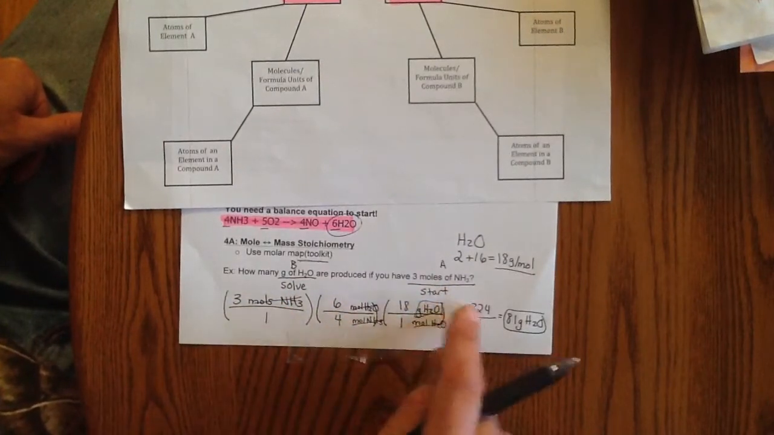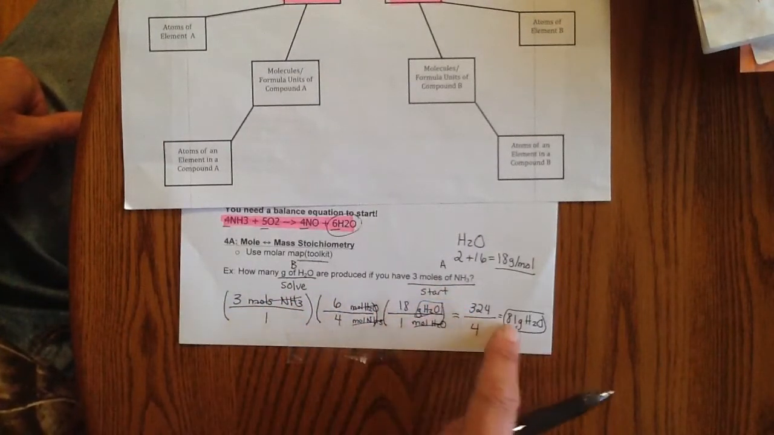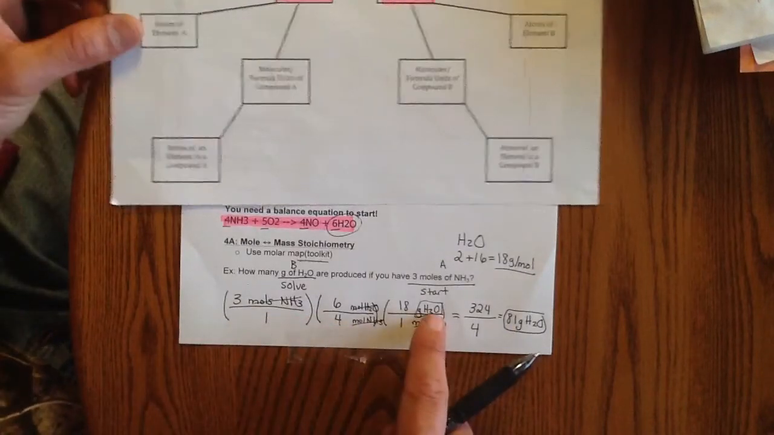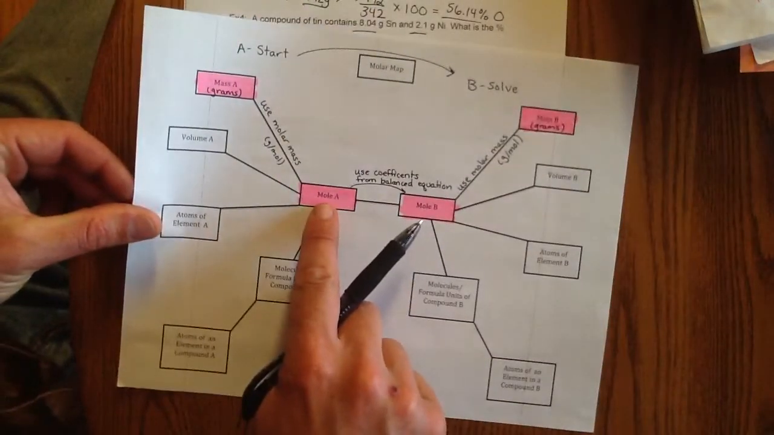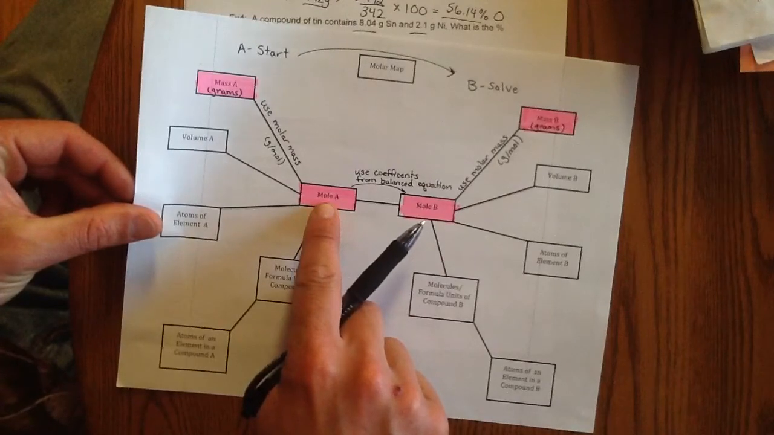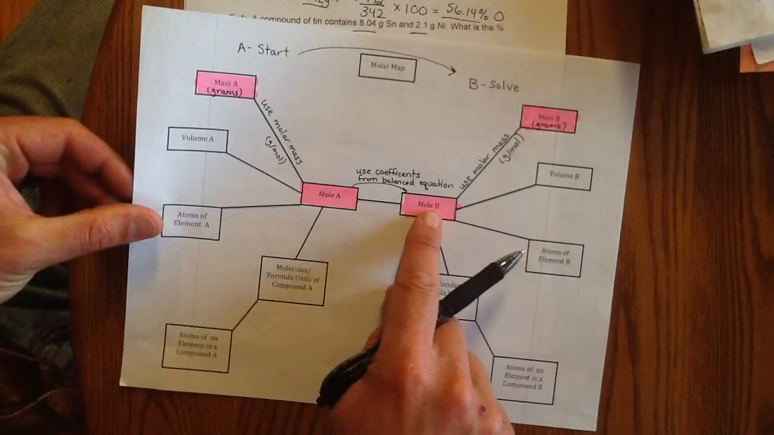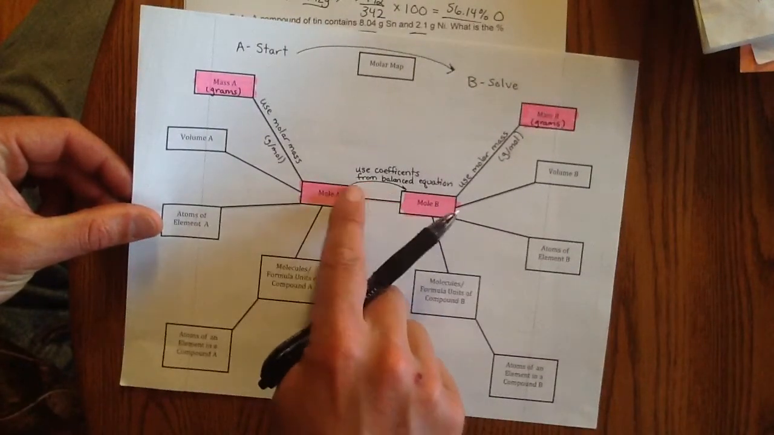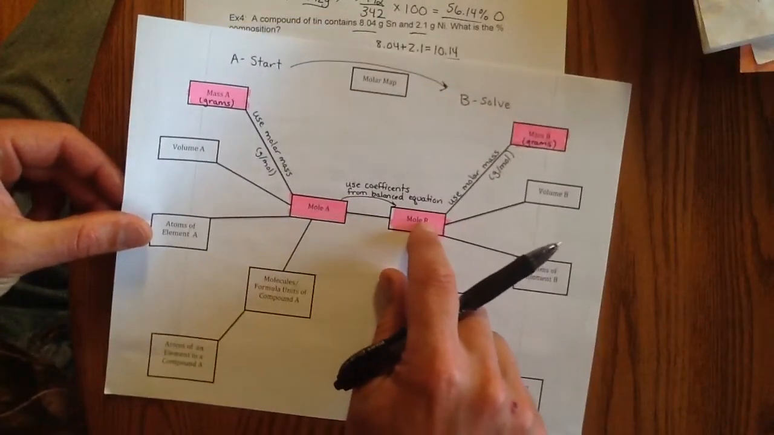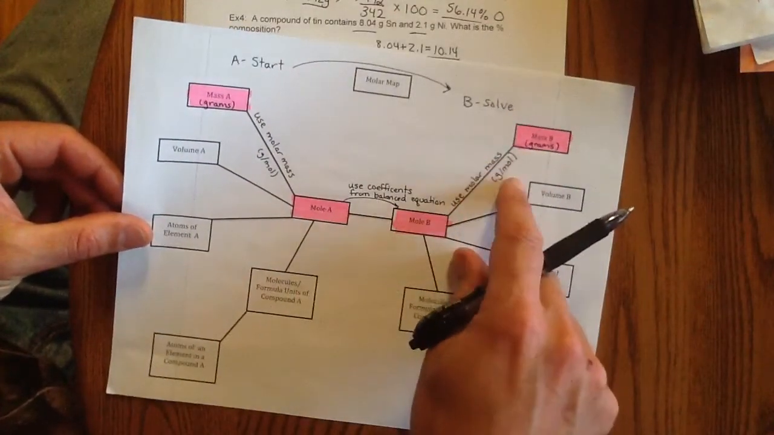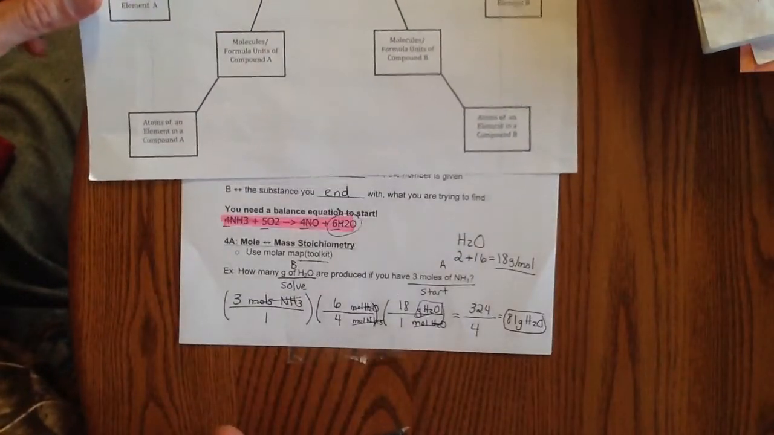I use stoichiometry, which is converting from one to the other. I started with moles and ended up at grams. So my steps here were moles of NH3, or moles of A. I went to moles of H2O because H2O was my ending result, and I used the coefficients to get there. And then my last step, I went from moles of H2O to grams of H2O, and I used molar mass to get that number for my calculation.